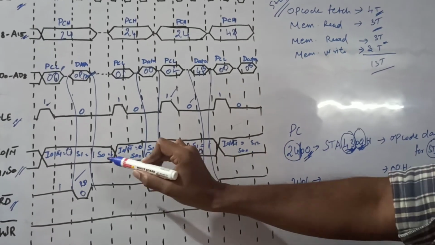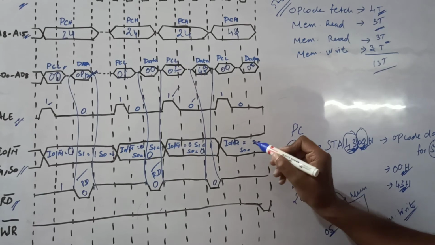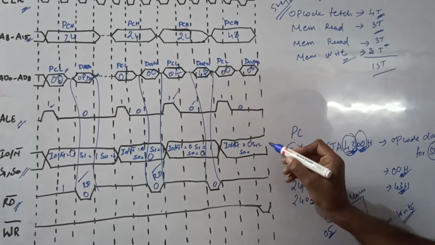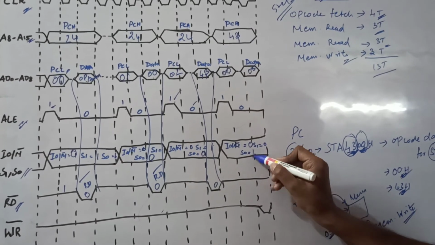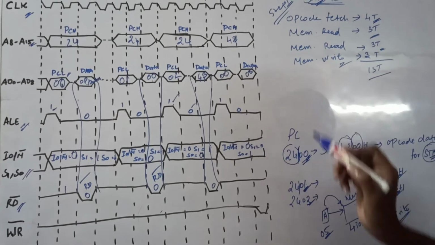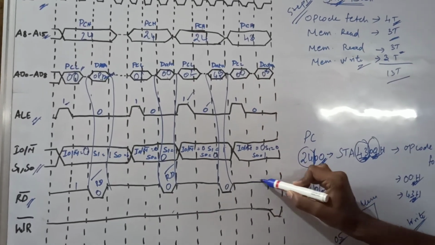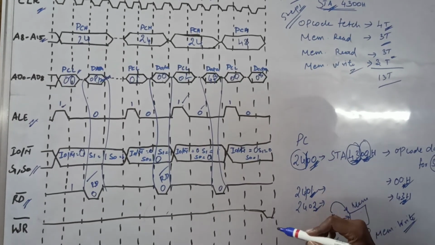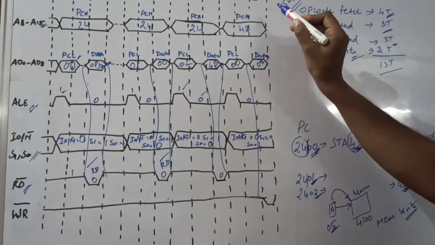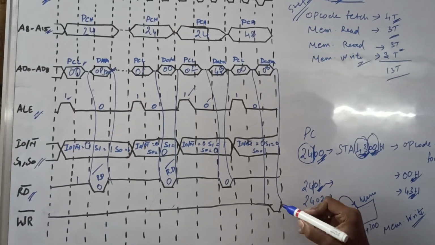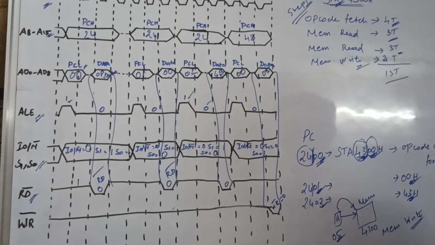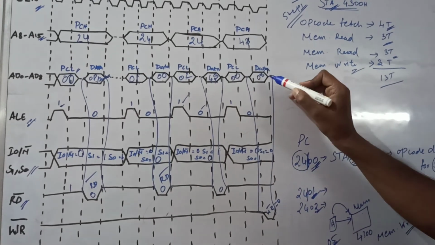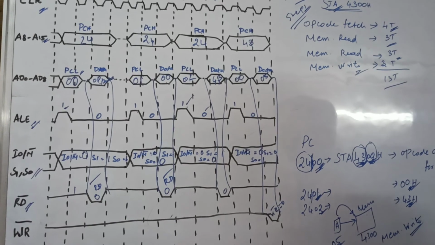Next, IO/M bar, S0 and S1. So here it is the memory write function. You put 0 for memory, then the S1 value 0, S0 value 1, so it represents the memory write function. In this case there is no read function, so it maintains the active high signal. Only the write function is performed. In the time period of T13 only the write function is enabled, so WR bar value equals 0. It's an active low signal, and in this case only it enables the data. You can write the data to the specified memory location.